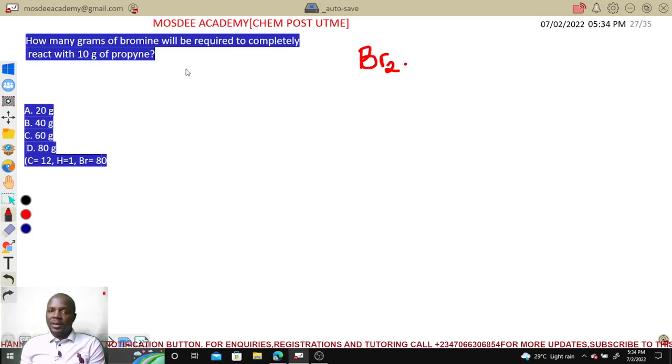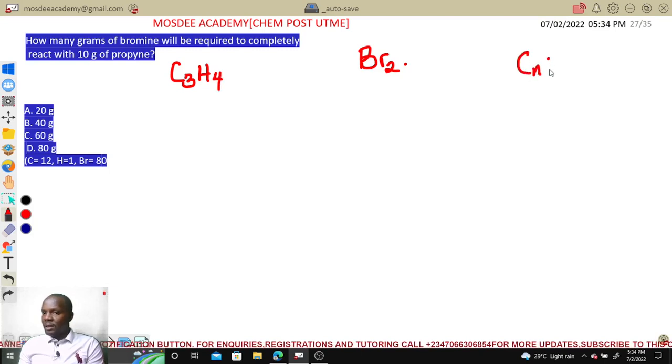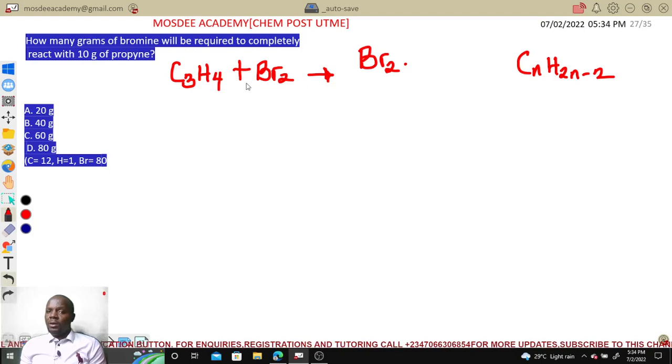Now, how many grams of bromine will be required to completely react with 10 grams of propane? Propane is C3H4. I've given you the general formula at the beginning of this slide for alkynes, CnH2n-2. So propane is 3. 3 twos are 6, 6 minus 2 is 4. So you can just draw that. It is now reacting with bromine, Br2, to give you one product. The knowledge of Markovnikov's rule, which I'm not talking about here, is that the triple bond will break.